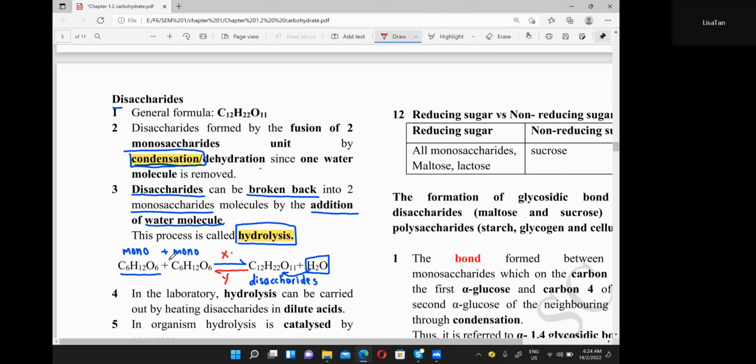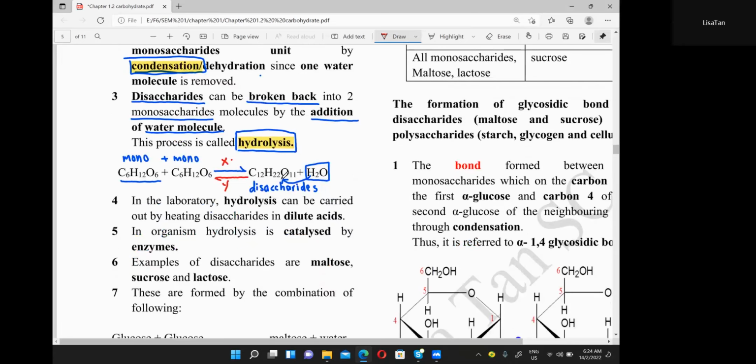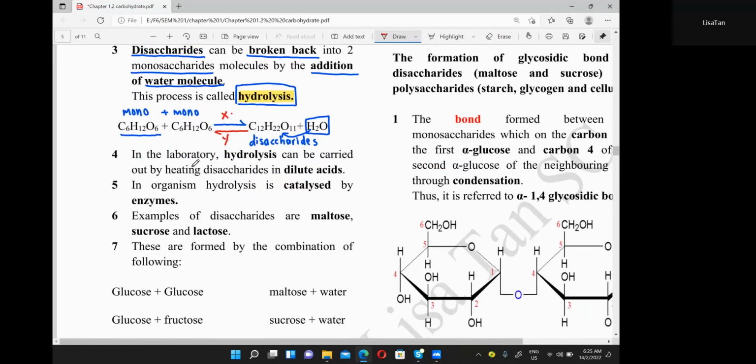So a monosaccharide joins with another monosaccharide by condensation to form a disaccharide with the removal of one water molecule. Next, water can add to the disaccharide, which is a big molecule, and break down the disaccharide into two units of monosaccharides. This process is known as hydrolysis because you use water to break down the large molecule, which is the disaccharide. In the laboratory, hydrolysis also can be carried out by heating the disaccharide with a dilute acid, such as dilute hydrochloric acid. In organisms, hydrolysis can be catalyzed by enzymes.